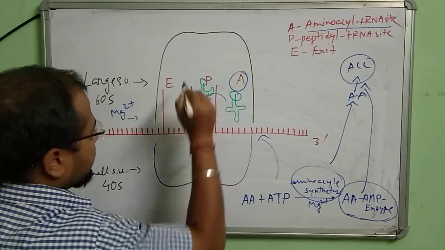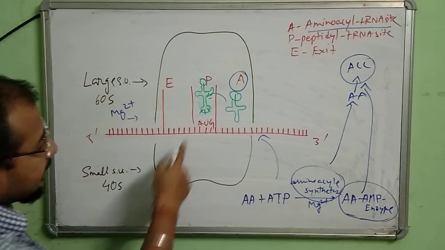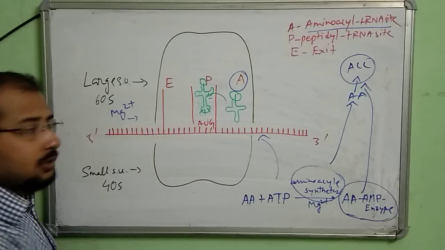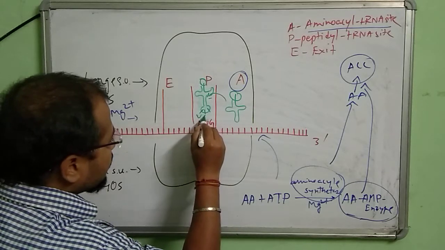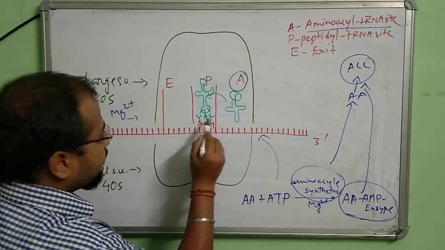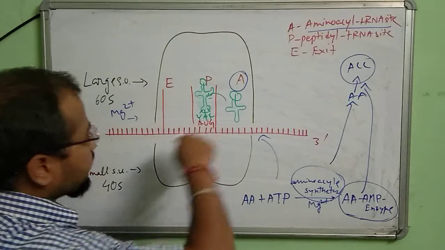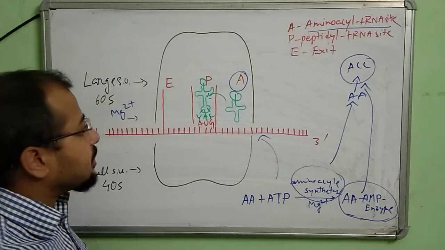Okay, the amino acid, this is the site for the anticodon loop. So you see, it is the AUG codon, the initiator codon. So here it will be UAC, the anticodon, which will then bind by base pairing. The codon will be base paired here with the anticodon side of the tRNA.